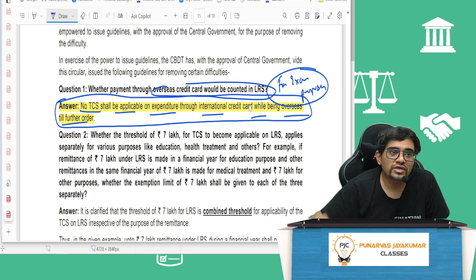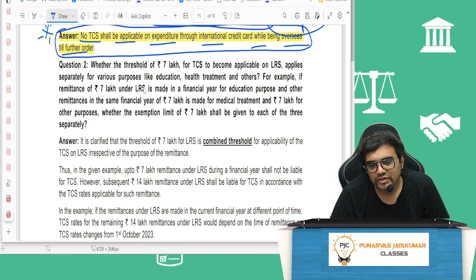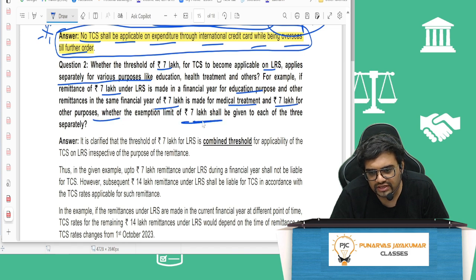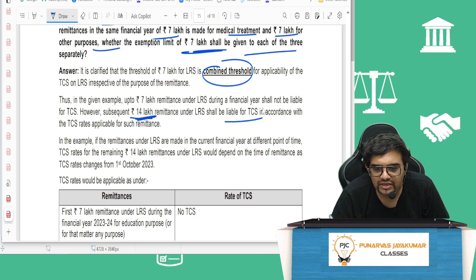For exam purposes, that is why this sheet is important. Should you follow what is there in the law now, or should you follow ICAI? So important. With a threshold of 7 lakh for TCS to become applicable on LRS, does it apply separately? I already answered this question. If 7 lakh is made under education, 7 lakh for medical treatment, 7 lakh for other purposes, it is a combined threshold. 7 lakh shall not be liable to TCS. So the subsequent 14 lakh shall be liable to TCS.